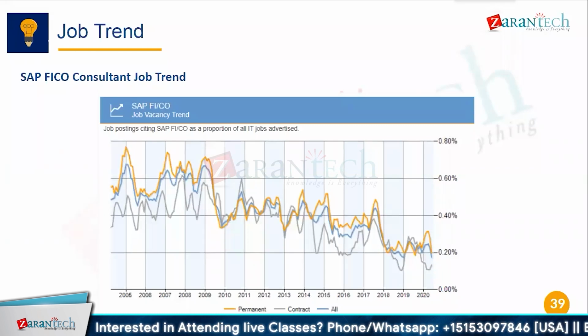And the main demand for SAP is not so much for contract work. The permanent jobs are always higher than contract jobs.